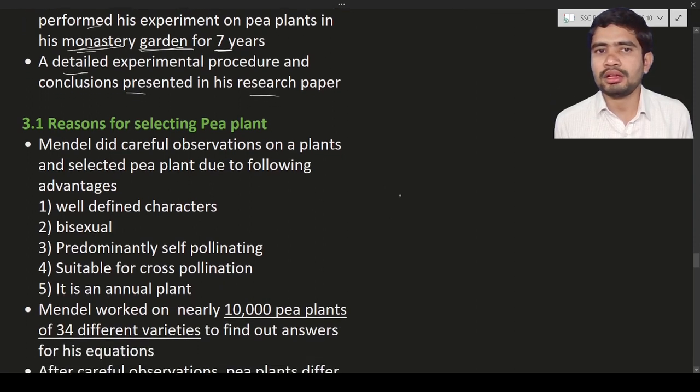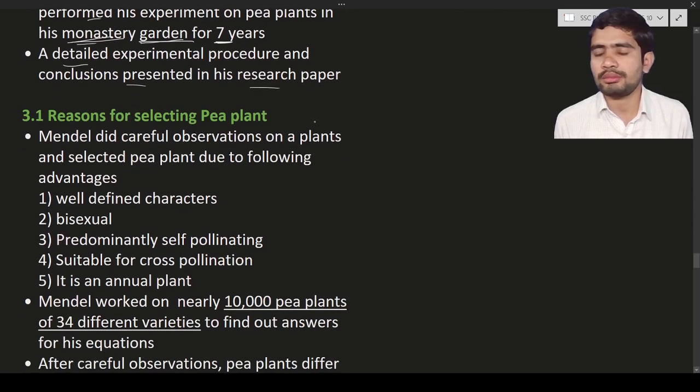What made Mendel select the pea plant only? There are many plants, like the tomato plant, papaya plant, and apple plants. Leaving all those plants behind, and all those animals behind, why did he select only the pea plant? What is the reason for selecting only the pea plant? There are a few main important factors.